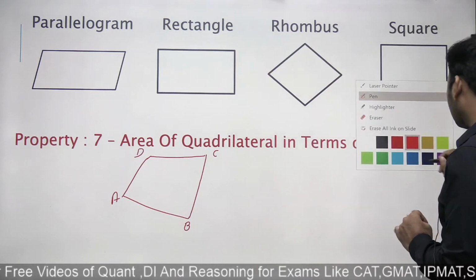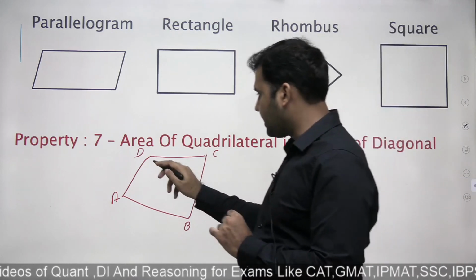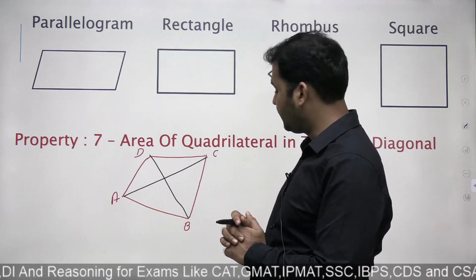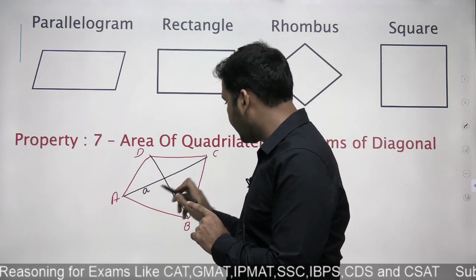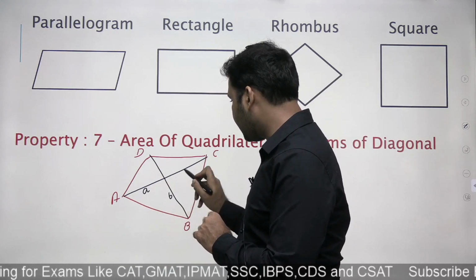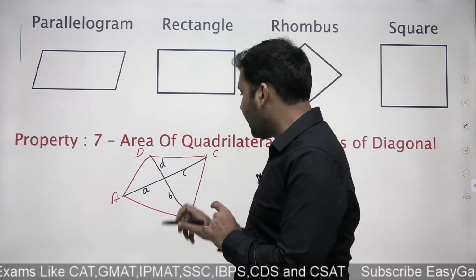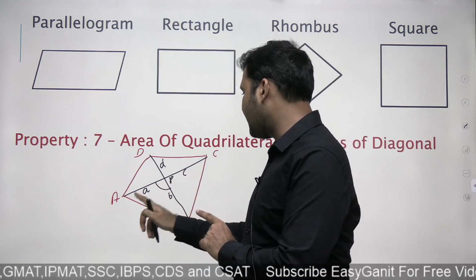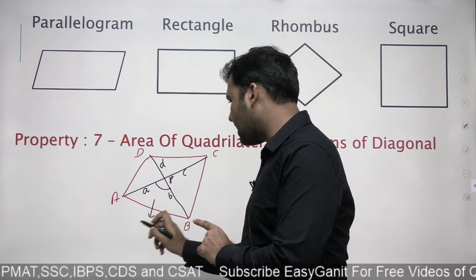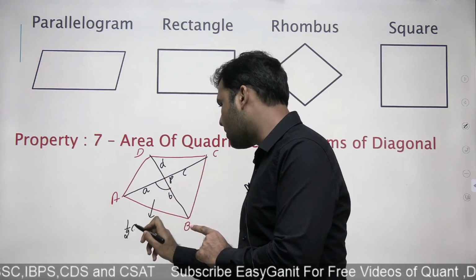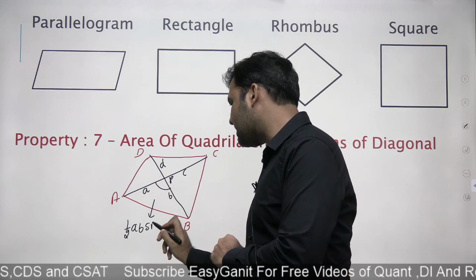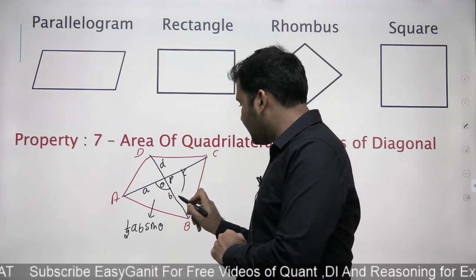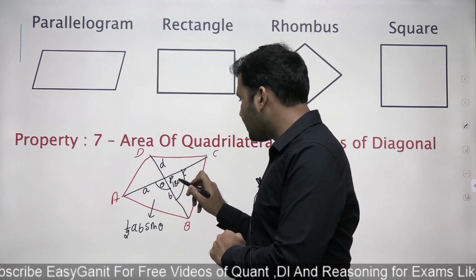Now, if I join the diagonals, let's say that these are the 2 diagonals, AC and BD. Let's say this side is A, this side is B, this side is C, and this side is D. If I have to find out the area of this triangle APB, it would be half into A into B into sine theta. Let's say that this is theta. Now this will be the angle 180 minus theta.